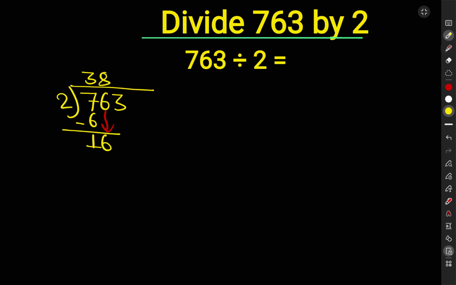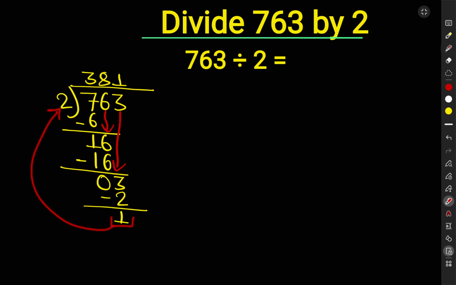So 2 times 8 is 16. On subtracting we get 0. So again we put down these 3 and 2 times 1 is 2. On subtracting we get 1. So now this 1 is less than 2 and there is no other number to put it down.